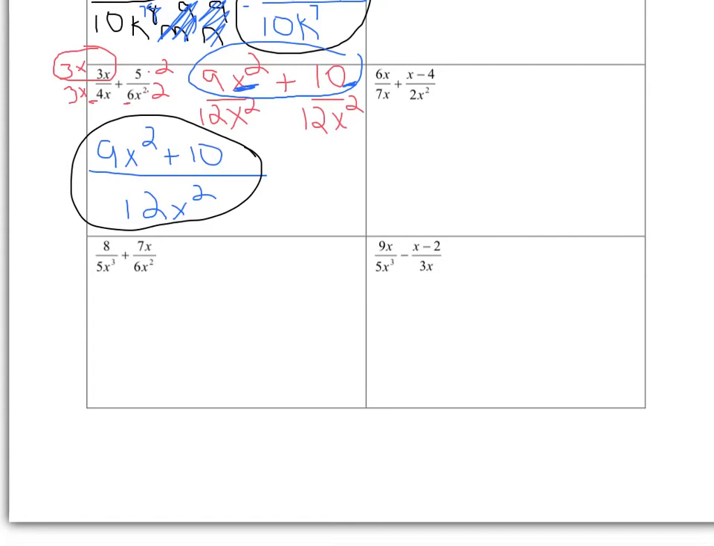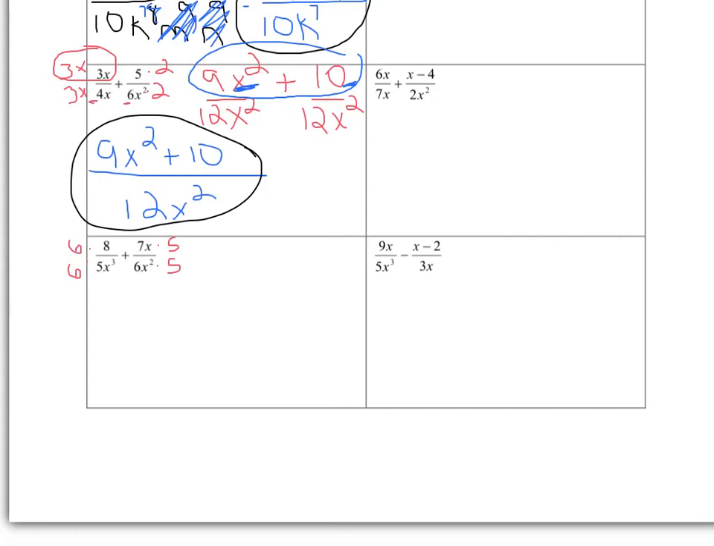So between 5 and 6, they have nothing in common. So we're just going to make it 30. And I'm going to multiply by 6 on this side, and then I need to multiply by 5 on this side. And remember that 6 over 6 is 1. So when we multiply by 6 over 6, it's not really changing the value of the fraction as much as it is changing those ratios. So the numbers just get bigger, but the actual ratio stays the same. So we're not really changing 8 over 5x cubed, we're just making the numbers bigger.